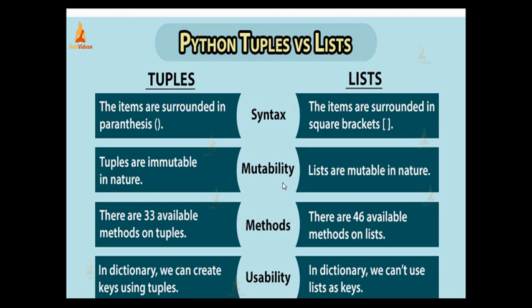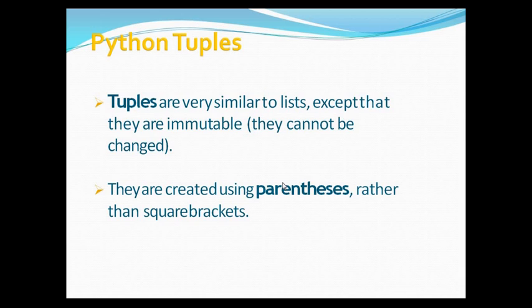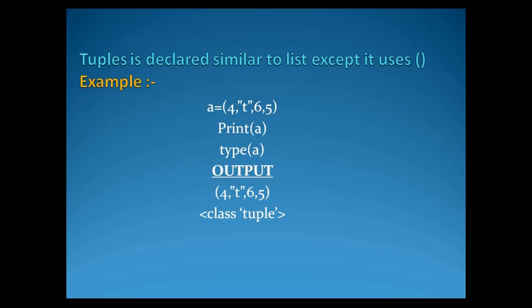Okay, so moving to next. First of all, what is a tuple? Tuples are very similar to lists except that they are immutable, that means they cannot be changed. The second main thing is they are created using parentheses rather than square brackets as we used in lists. Next is an example of how we declare a tuple.